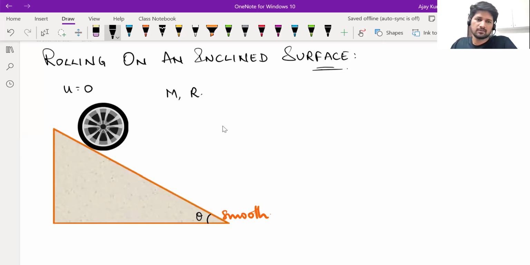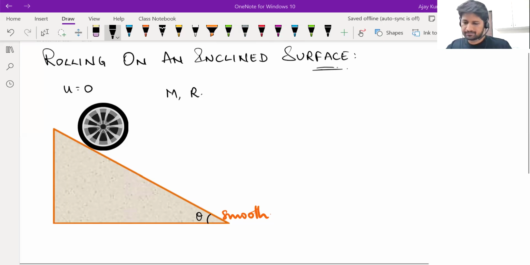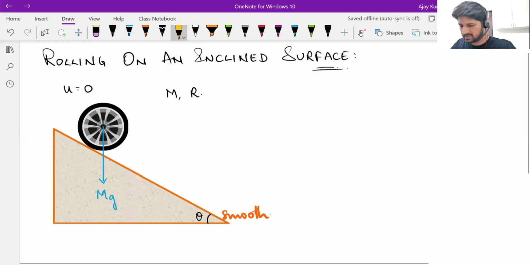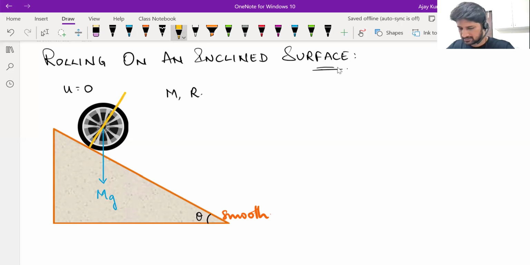One of you tell me what all forces act on this object. Normal, friction and its weight. Smooth surface, why will friction act? Normal and weight. Fine. Weight mg acts this way. And normal force has to act at the point of contact, perpendicular to the surface of contact. Therefore, normal force acts like this.